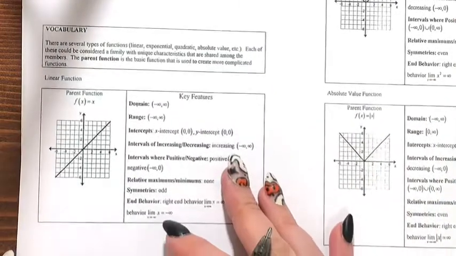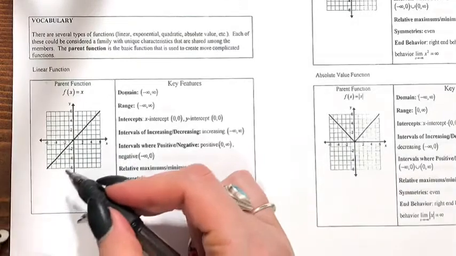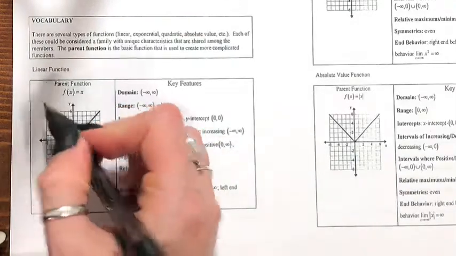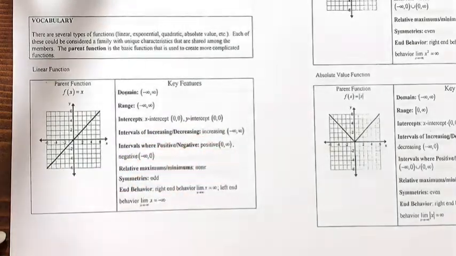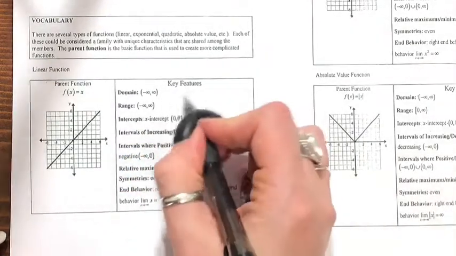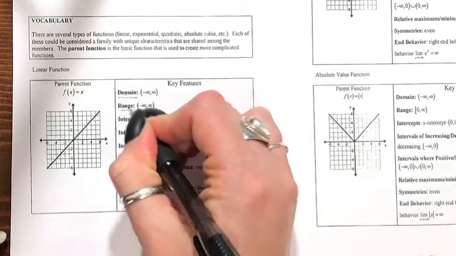Okay, the first one is one you've already seen before. It's just a line. This is what we call a linear function. So a linear function is just going to be a straight line. And then we're going to talk about some key features with each of these, focusing mostly on domain and range.